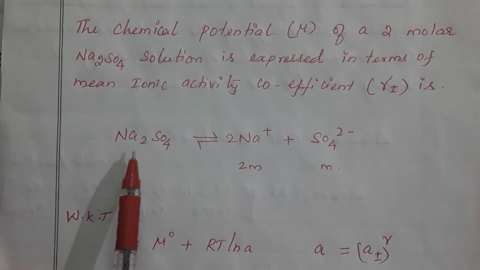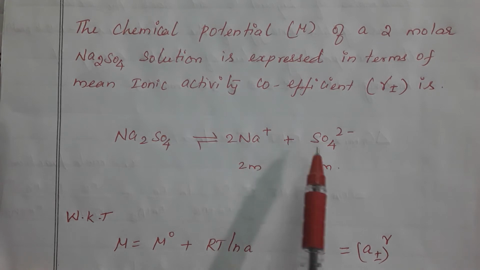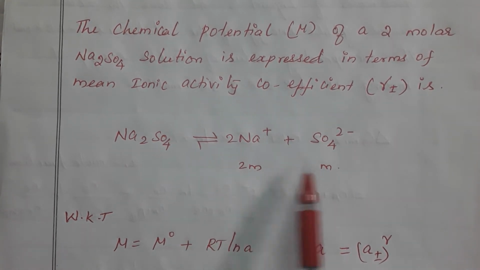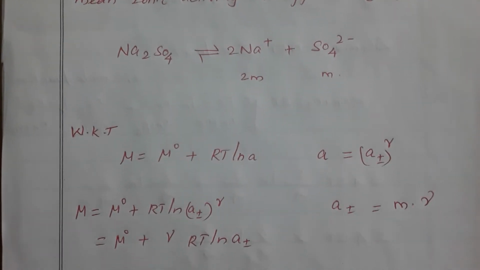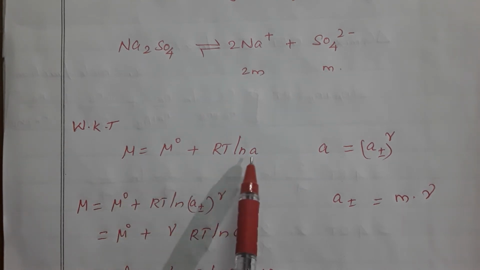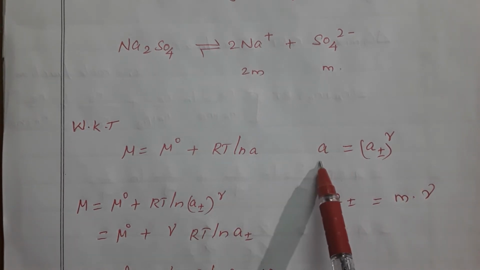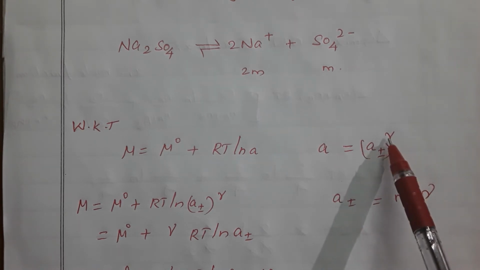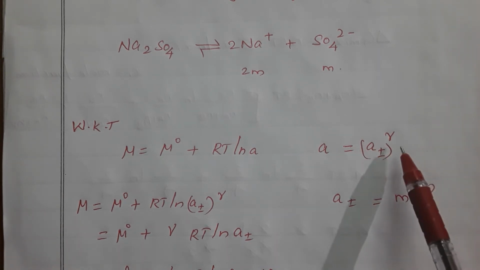Here the solution is sodium sulfate. It dissociates into 2 moles of Na plus and SO4 2 minus. Here it is 2m, here it is single m. Because the number of moles is 2, as we know, the chemical potential mu equals mu naught plus RT ln a. This a is called the activity. This a you can write as the mean ionic activity, a plus or minus, to the power of x plus y, that is the number of moles.